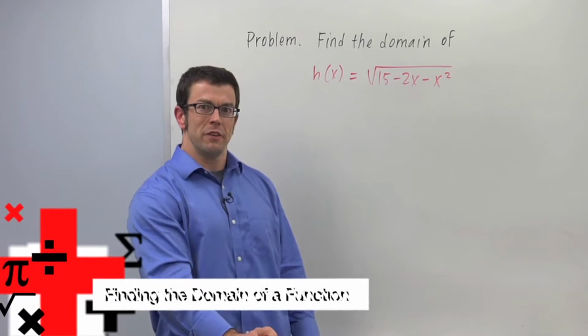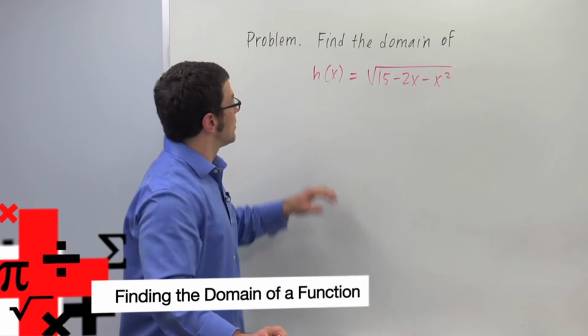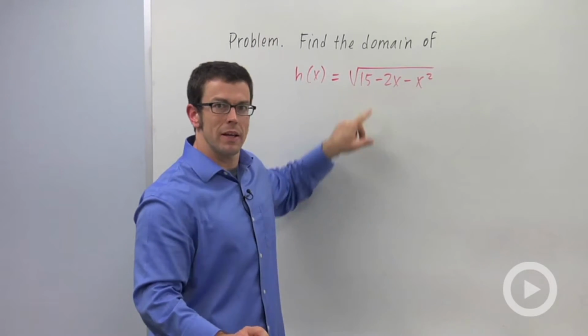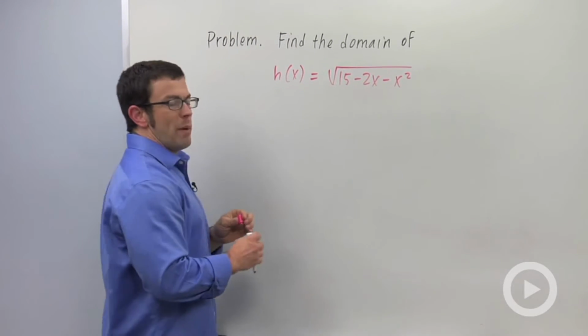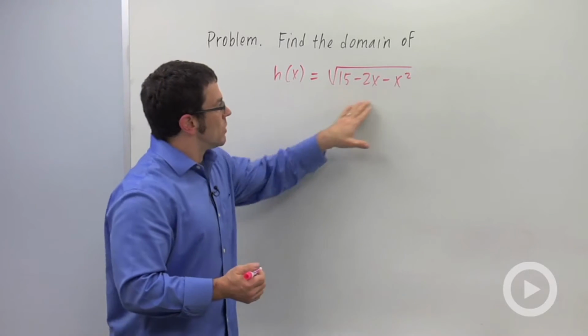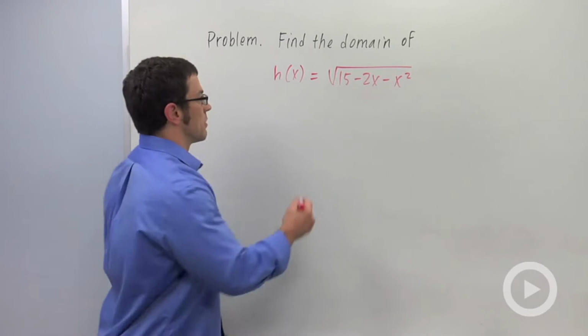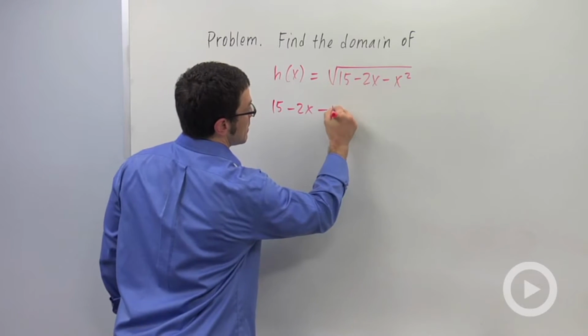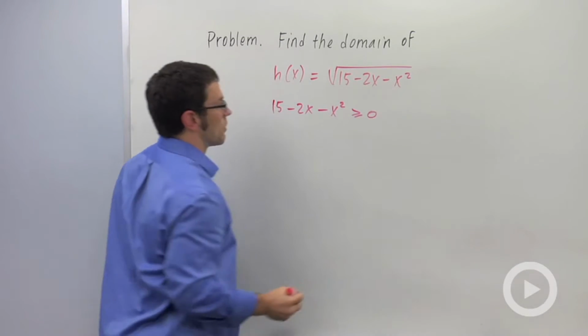We're finding the domains of functions. This time I've got a harder example. Let's find the domain of h of x equals the square root of 15 minus 2x minus x squared. So remember, with radical functions, we need what's inside the radical to be greater than or equal to 0. So we have this inequality to solve: 15 minus 2x minus x squared greater than or equal to 0.